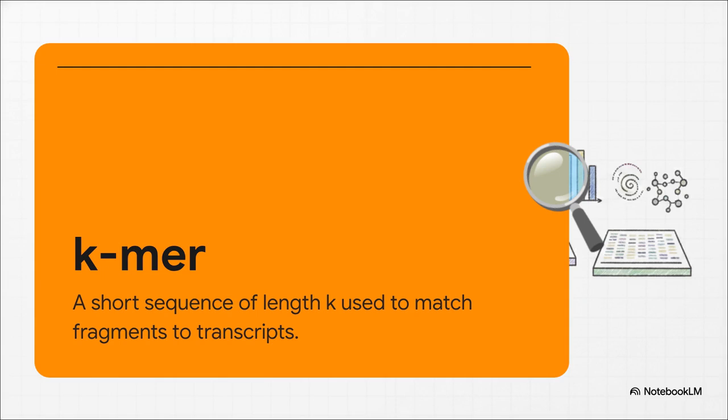A K-mer is basically just a short sequence of nucleotides of a specific length, K. The software chops up our reference guide into a highly searchable index of these K-mers. So when it looks at a read, it scans for matching K-mers to establish transcript compatibility. This creates what are known as equivalence classes. And honestly, it's a brilliant computational shortcut.